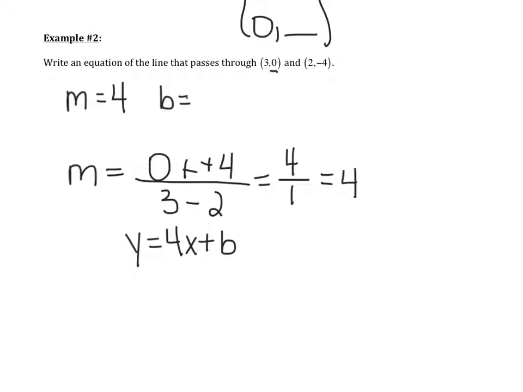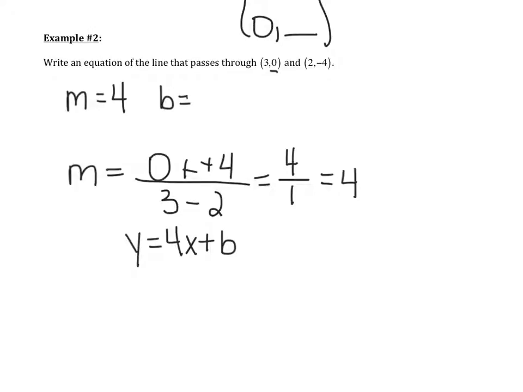This time, we were given two ordered pairs. We have a choice to pick either point to substitute in for the x and the y, so we solve for b. It does not matter which point you choose, you will get the same answer no matter which ordered pair you choose. I typically choose the ordered pair that has the easiest numbers to work with, and/or the ordered pair that has the smallest numbers. So in this case, I have 3, 0, and 2, negative 4. So 3, 0 is slightly smaller than the 2, negative 4, and also 0 is pretty easy to work with.